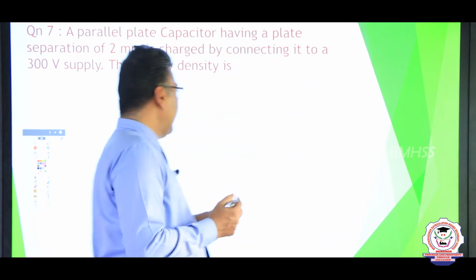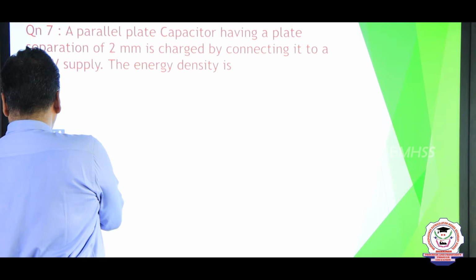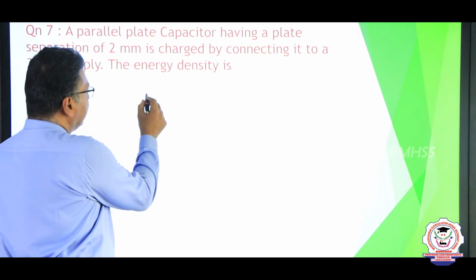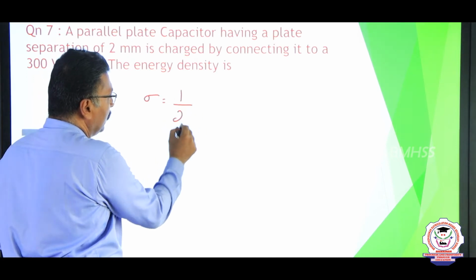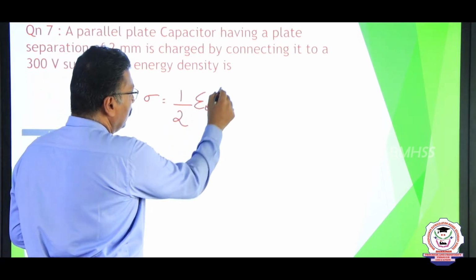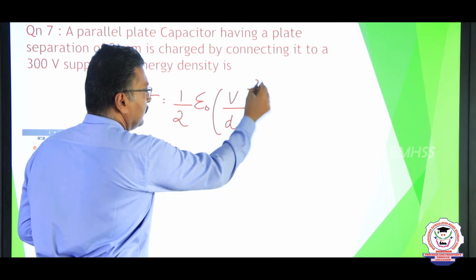So if you want to calculate the energy density, what will you do? You will do the problem based on this method. So what is the energy density? Sigma. Sigma is energy density, so that is equal to half into epsilon naught into V by D the whole square. So this is the formula for energy density, right?